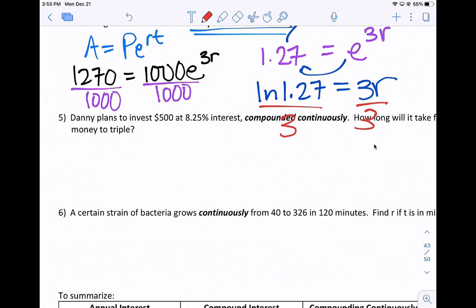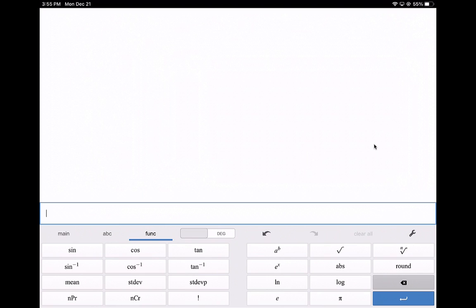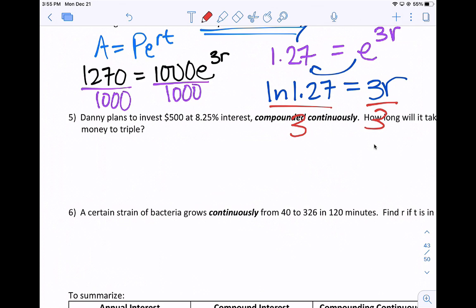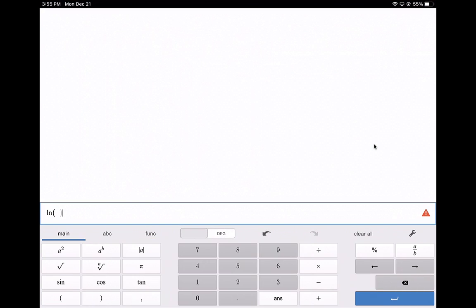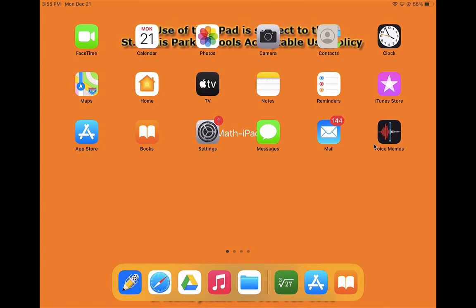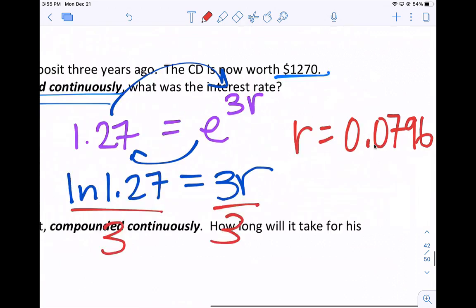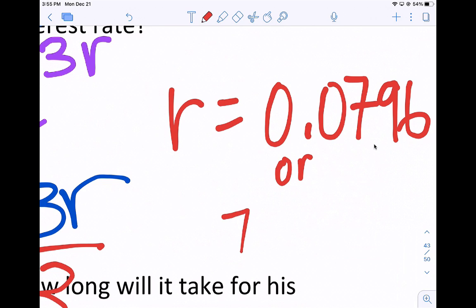All right, so let's do that. Okay, clear all. ln. So ln of 1.27 divided by 3. Yeah, it was divided by 3. All right, so the interest rate was growing at about 8%, 7.96%, about 8%. Okay, I can write 7.96%. So again, this is the rate as a decimal, so we could change it to a percent by moving the decimal place over twice.